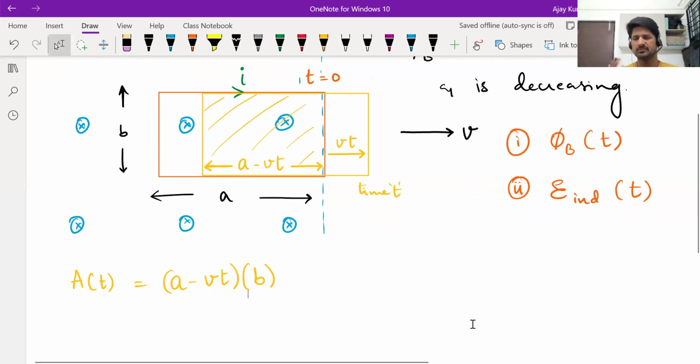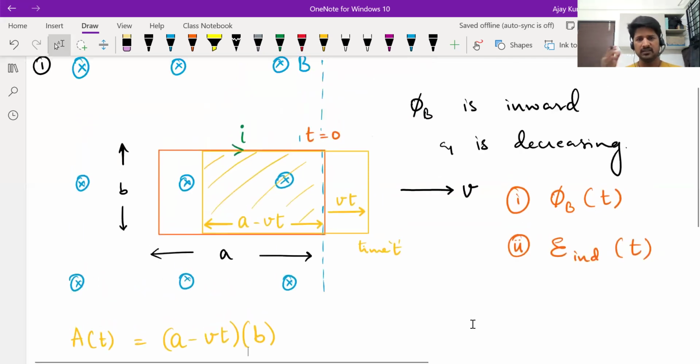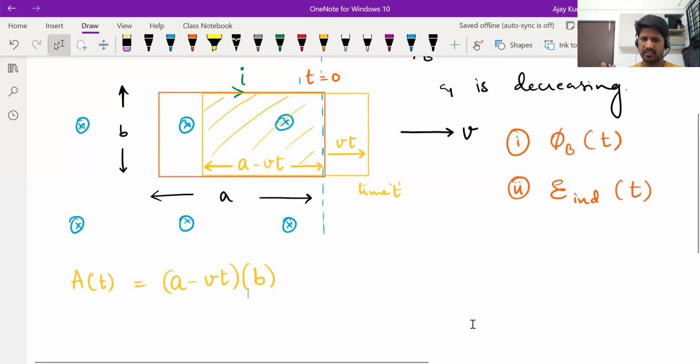Now see, flux is B dot A. It's a uniform magnetic field. Area is also a flat surface here. So we can easily find out the flux, B dot A. B is into the screen. The rectangle is in the plane of the screen. That means its area vector will be perpendicular to the screen. Means magnetic field and area vector are in the same direction. So B dot A, BA cos theta, simply becomes BA.